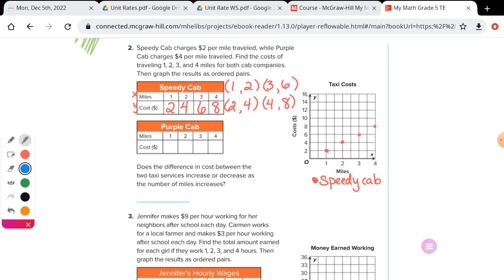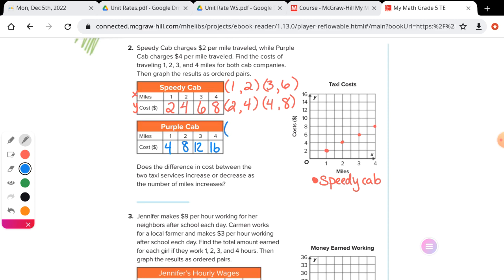Who can fill in the bottom row of numbers for purple cab? You got to read the text at the top. Michaela? 4. Okay. 4. 8. 8. 12. 12. 16. Good job. Okay, now what do we have to do, Brennan? Write your ordered pairs. Let's do our ordered pairs.